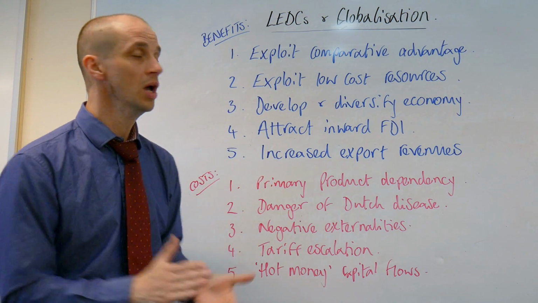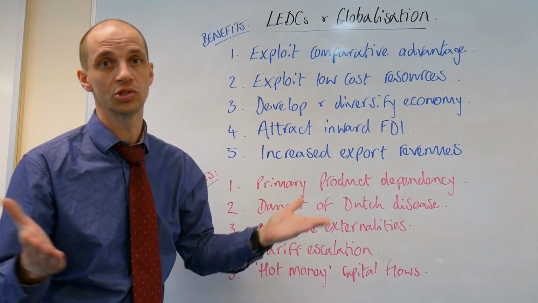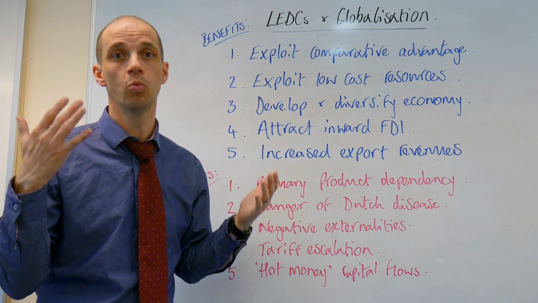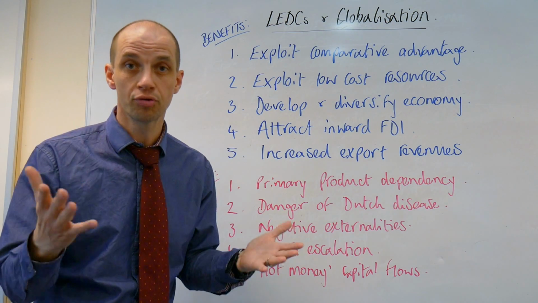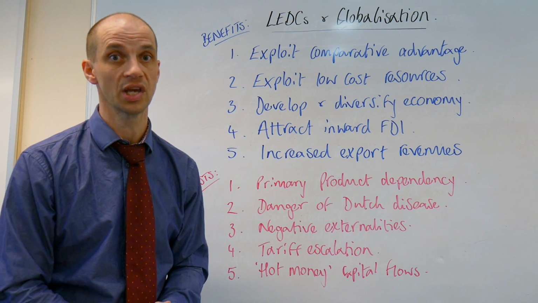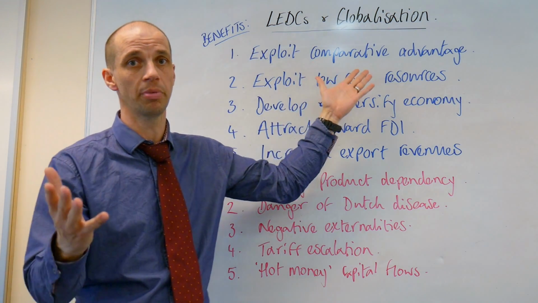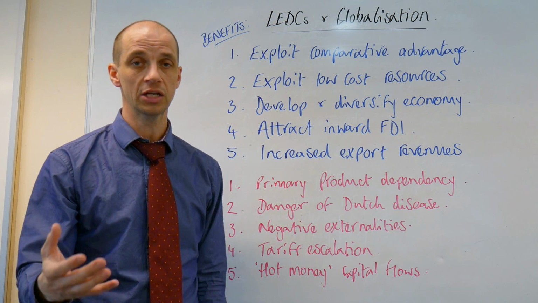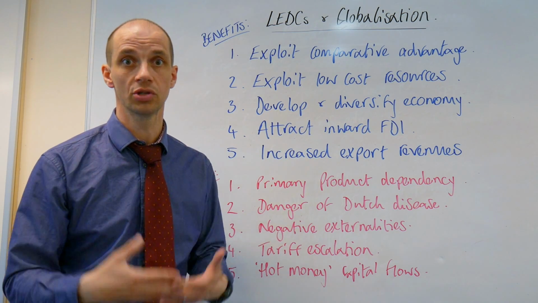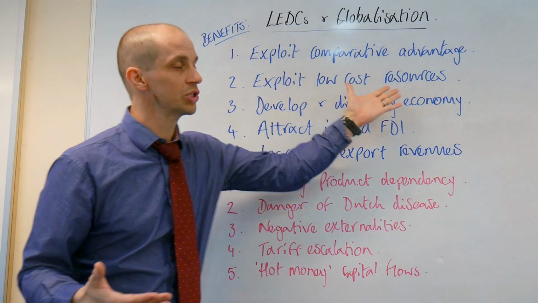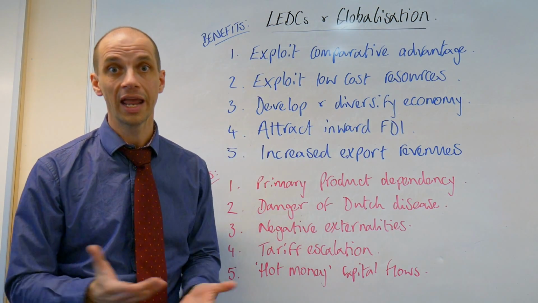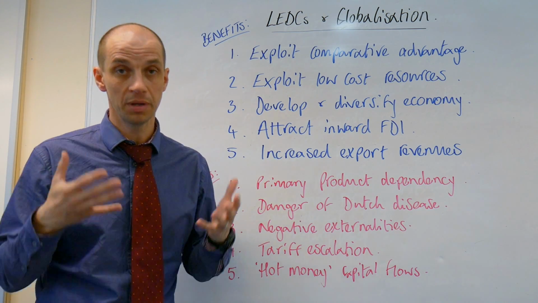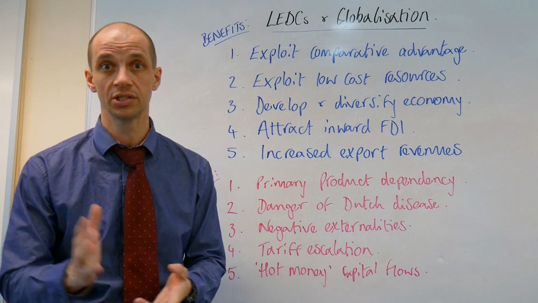Right, so number two, exploit low cost resources. Of course, in relation to both these points, China has just been such a wonderful example of the primary beneficiary of globalization. It's exploited its comparative advantage in manufacturing, first in textile manufacturing and now in consumer goods. It's also been able to exploit its low-cost labour resources and the plentiful pool of labour that has been available because of the sheer size of the Chinese economy.